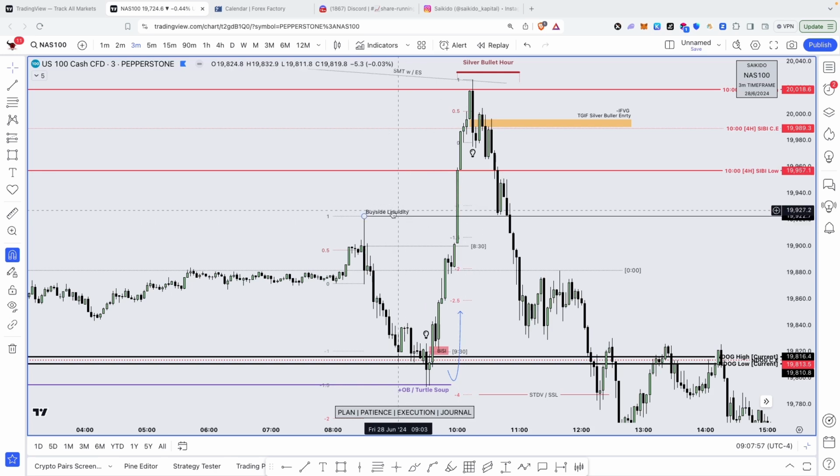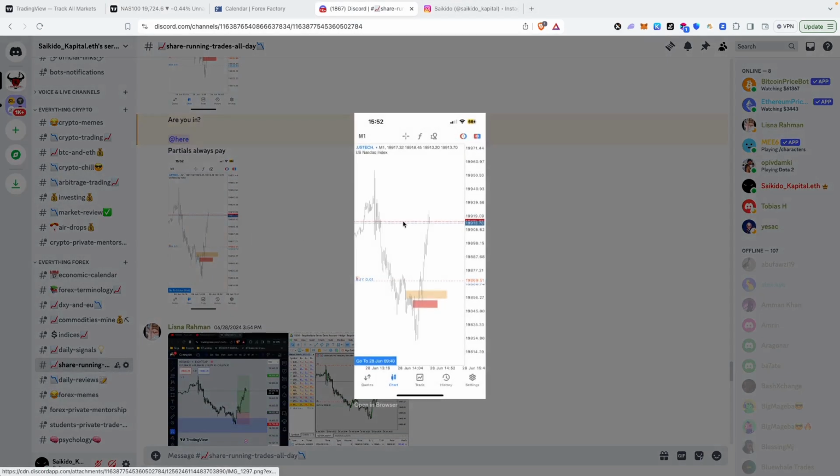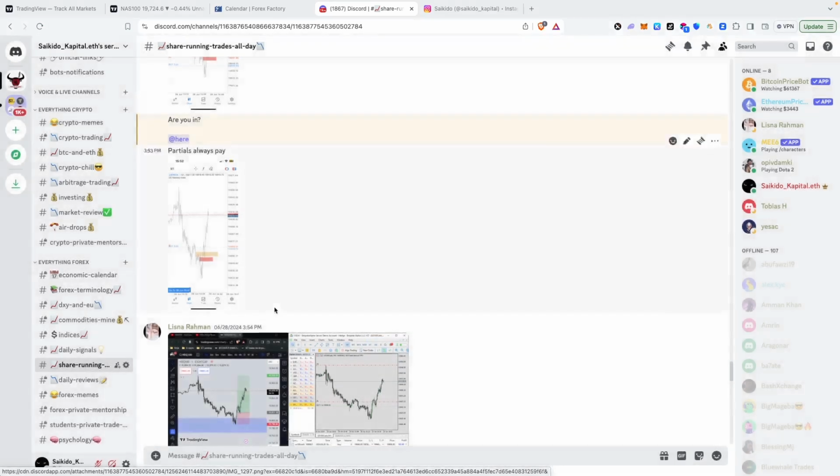So we had that run, and then I took profits here, somewhere around here. I also took profits at a premium of this range here. I think I used a breaker or this fair value gap. I'm not too sure, but I closed some of the profits, especially that initial entry, you can see on my Discord. Somewhere around here, I closed the one that was the initial entry. Then I left this one to run.